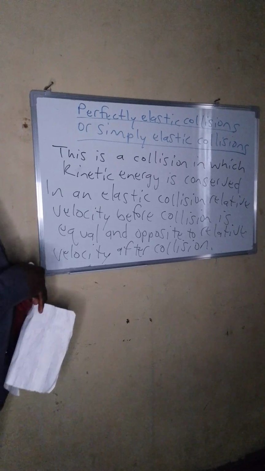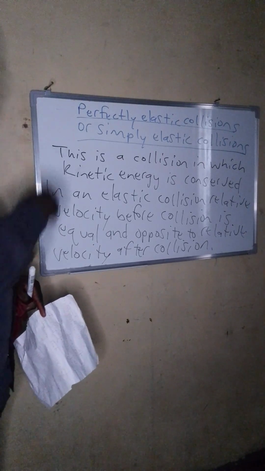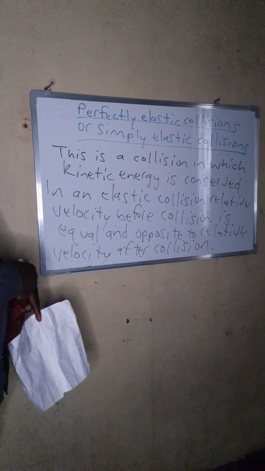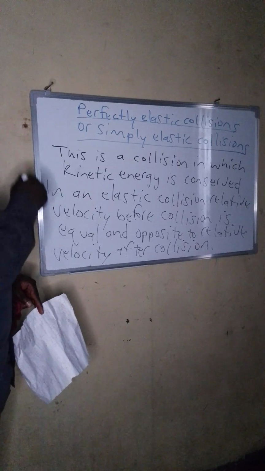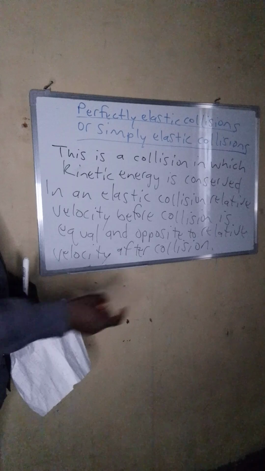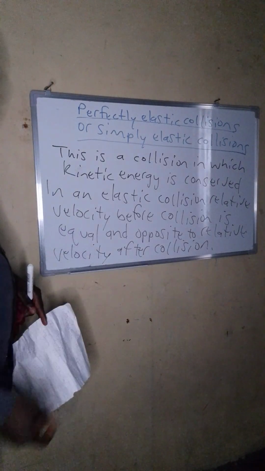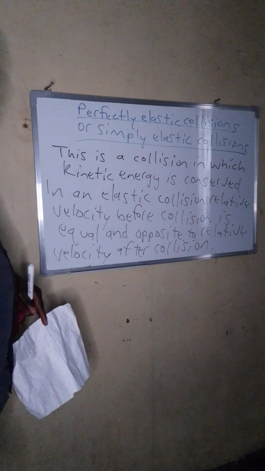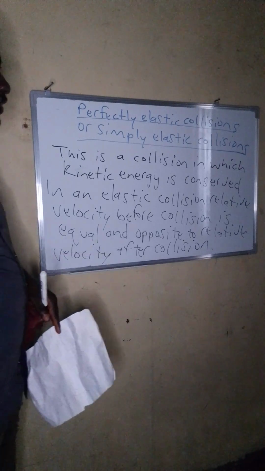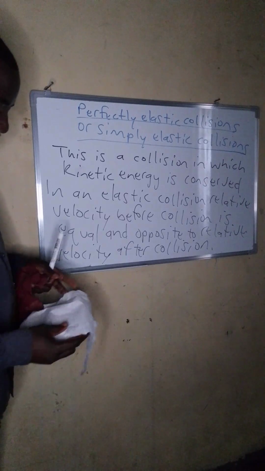So in an elastic collision or perfectly elastic collision, kinetic energy is conserved. This means the total kinetic energy before collision is equal to the total kinetic energy after collision. Again, in an elastic collision, the relative velocity before collision is equal and opposite to the relative velocity after collision. Momentum is also conserved, provided that no external forces act on the system of colliding objects.